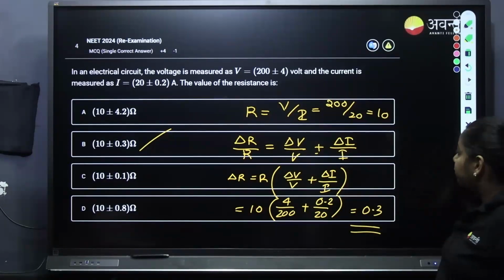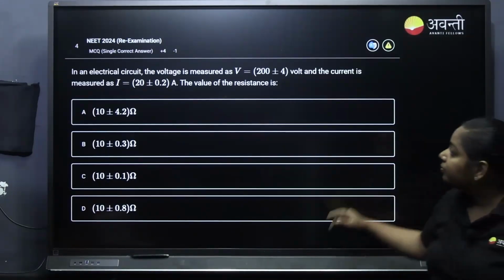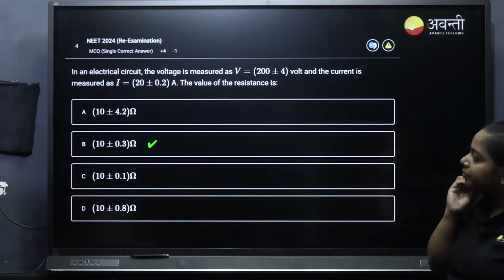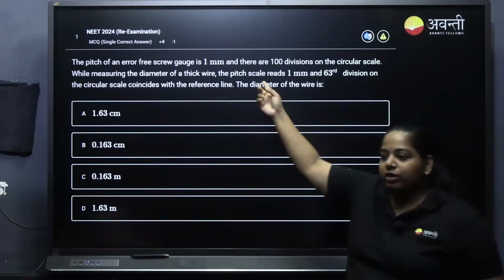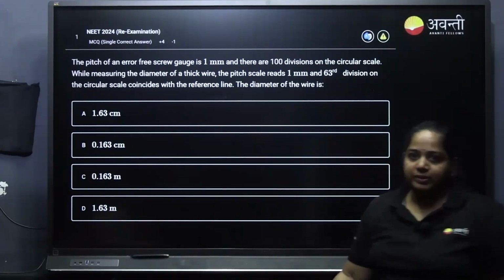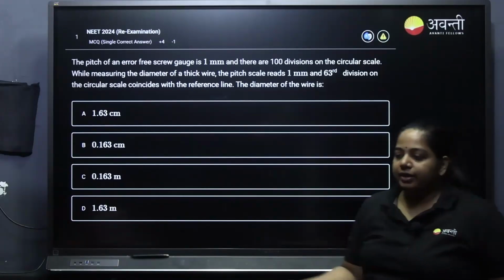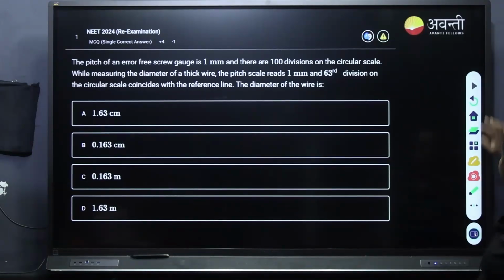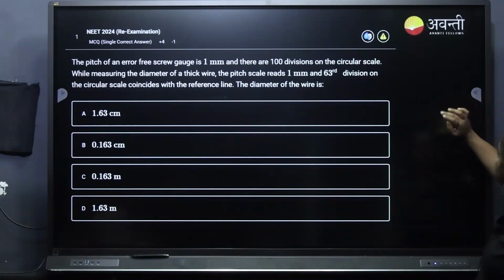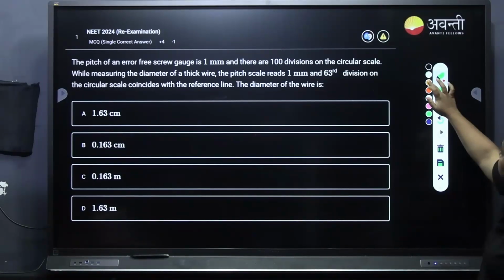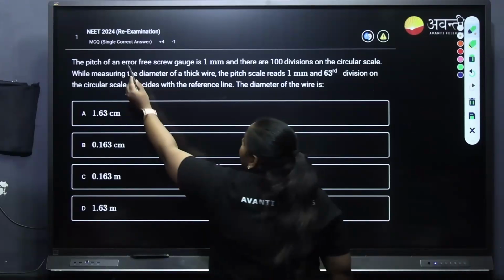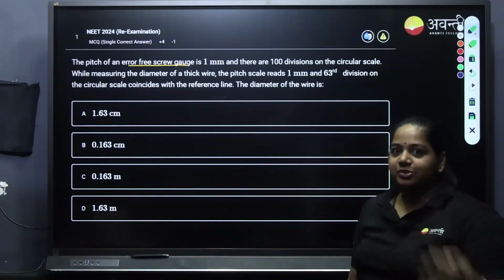Okay, can we move to the next question then? I hope everybody solved. As you can see on the board, these all are previous NEET questions, so it will benefit you when you are solving this. Next is based on screw gauge. What is given? Error free screw gauge, which means there is no zero error.